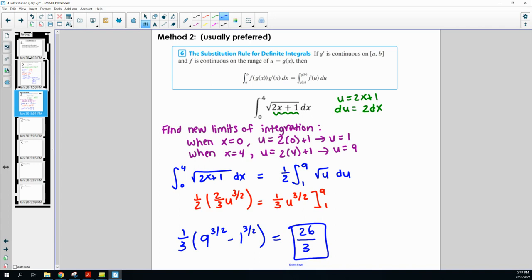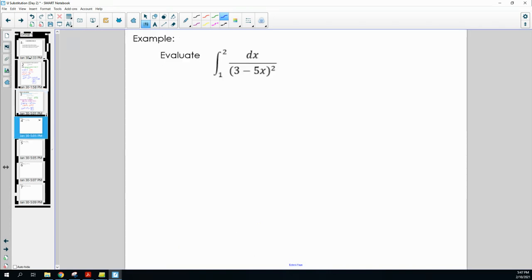So in method 1, we're using everything in terms of x, even though we're using u as kind of an in-between piece. And in method 2, we're just changing everything to u's and using u all the way through. Hopefully that wasn't too confusing. So let's look at another example. When I do these examples going forward, I am going to use method 2. If you prefer method 1, by all means, use method 1.